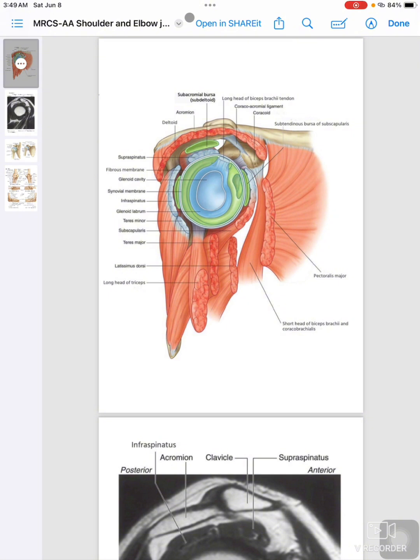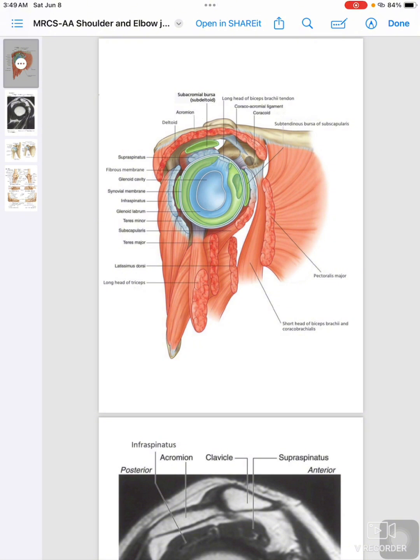The first 0 to 15 degrees of abduction is produced by the supraspinatus muscle, which is supplied by the suprascapular nerve. The middle fibers of deltoid are responsible for the next 15 to 90 degrees, which is supplied by the axillary nerve. Past 90 degrees, the scapula needs to be rotated to allow further abduction. This is carried out by the trapezius, which is supplied by the accessory nerve, and serratus anterior, which is supplied by the long thoracic nerve.